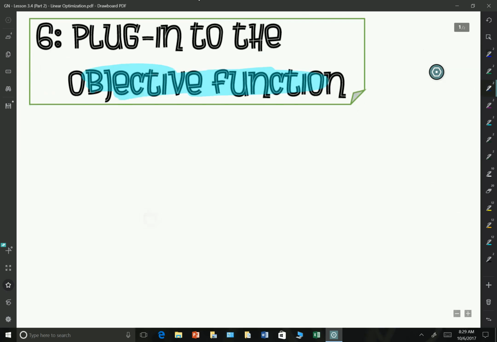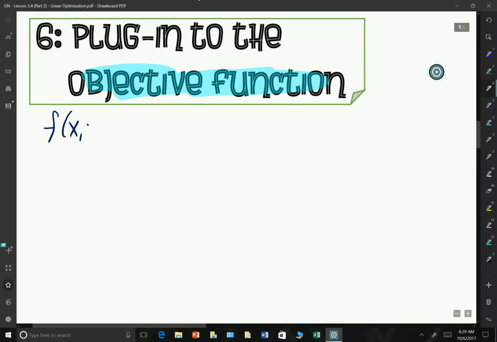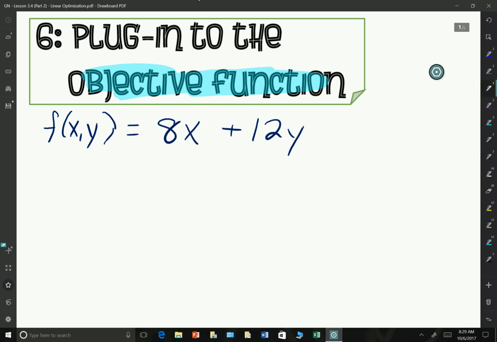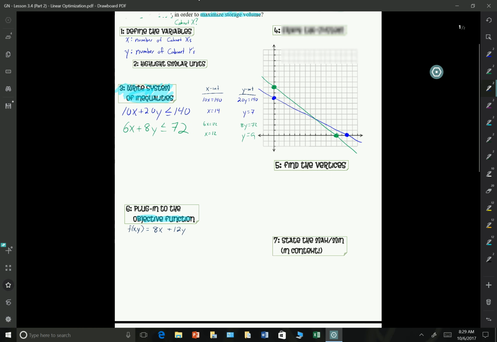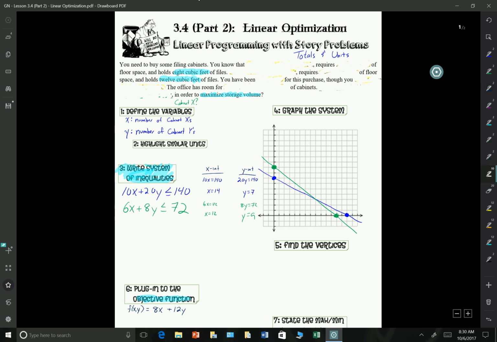F of x comma y. What was the cubic feet for x? So 8x. What was the cubic feet for y? 12y. There's your objective function, because there is no total, because the question says you want to find it. All right, let's see if there's anything else. So I said you can lightly cross out. I'm going to erase. And let's read the prompt to make sure there's no other totals that we're missing.